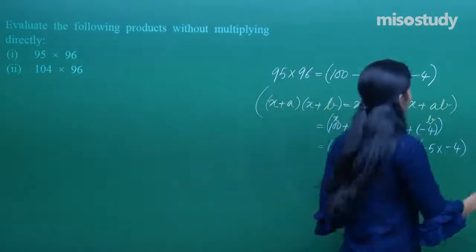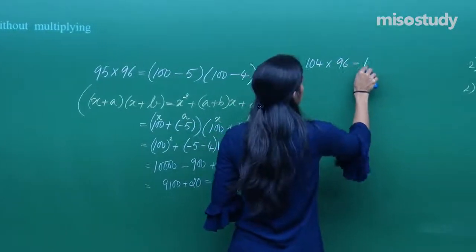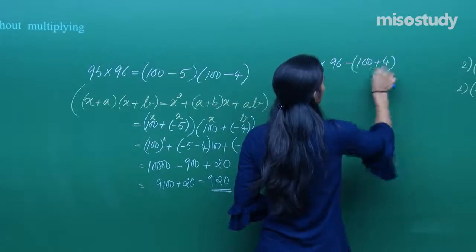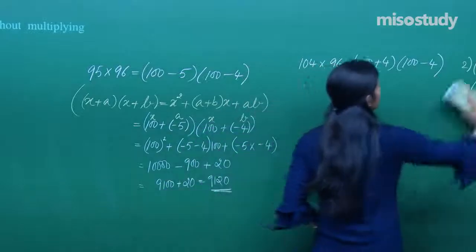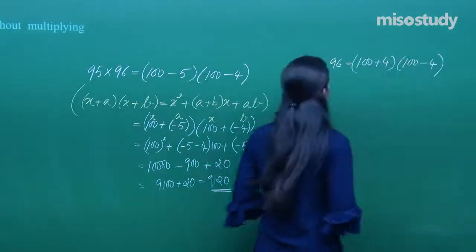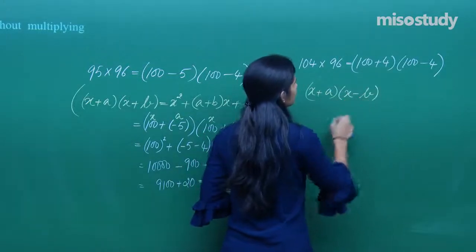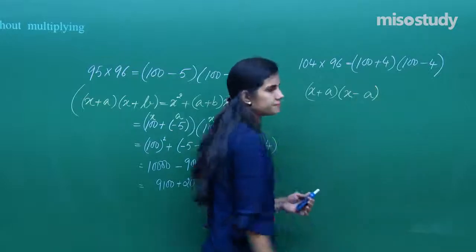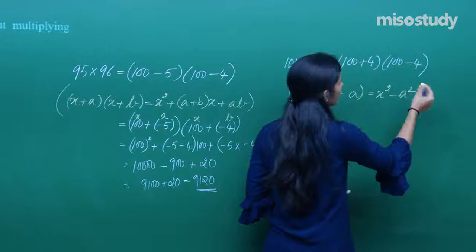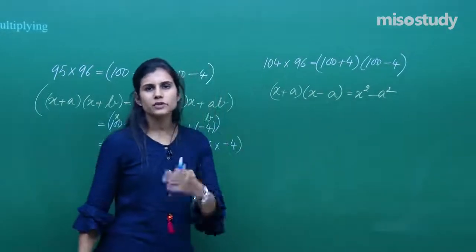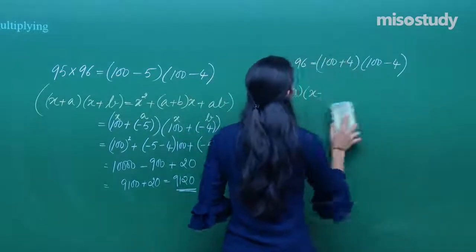Next is 104 into 106, 104 into 96. This can be written as 100 plus 4 and 100 minus 4. This again calls for the recall of one more identity, which was (x plus a) into (x minus a). (x plus a) into (x minus a) is x square minus a square, or rather than that, if you remember it like (x plus y) into (x minus y) is x square minus y square, it is the same thing.